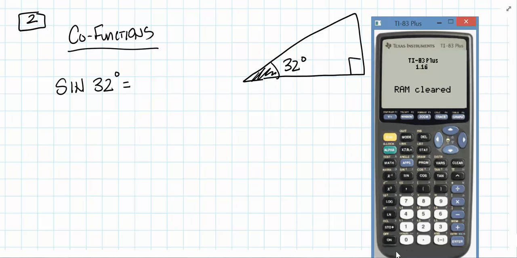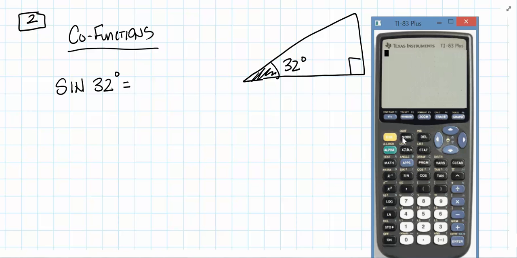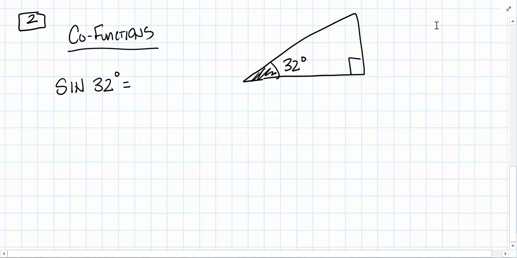So to make sure you're in the right mode, go to on, go to mode, and make sure that you are in degree. Go down, go over to degree, highlight that, hit it. And then let's figure out the sine of 32 degrees. So sine 32. I'm getting 0.52999. Getting that same thing? So how about like 0.53? Sound good to you? Okay. So let's call this 0.53 roughly.